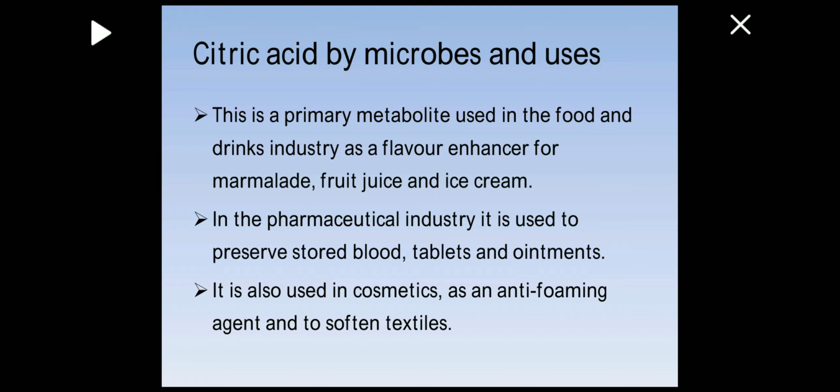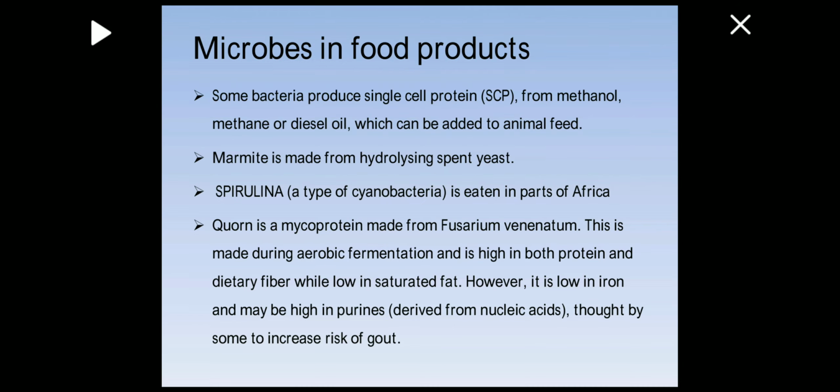Anti-foaming agent means that when citric acid is added to a cosmetic product, the product will not form foam, like it will not swell up, so it will have an anti-foaming ability. And citric acid is also used to soften textiles in the textile industry. So microbes in food products: some bacteria produce single cell protein from methanol, methane, or diesel oil, which can be added to animal feed.